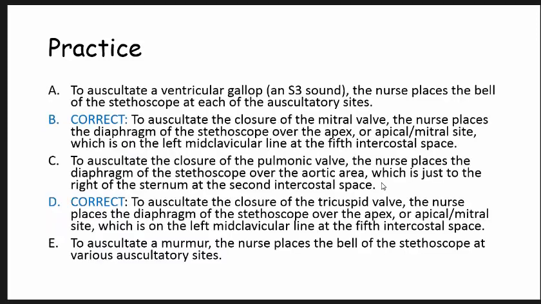I'm just going to take you to the rationales here. So B is correct. We should be able to hear that mitral valve close at that midclavicular line at the fifth intercostal space. We should also be able to auscultate closure of the tricuspid valve at that point. So the tricuspid and the mitral valve at that apex of the heart.